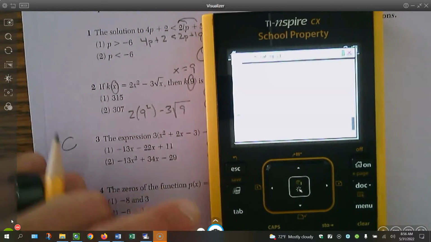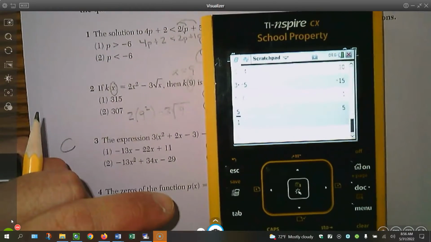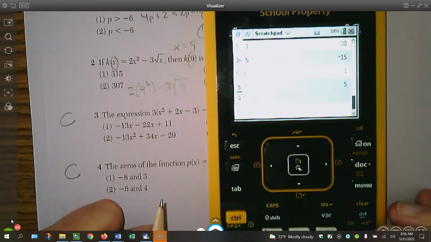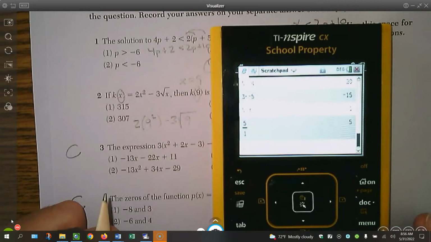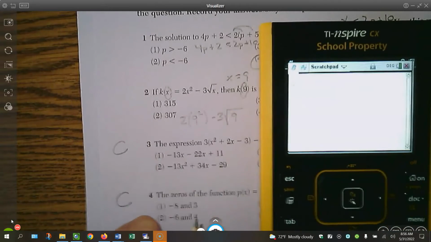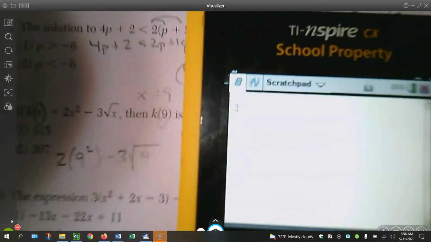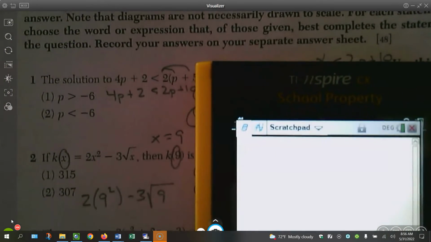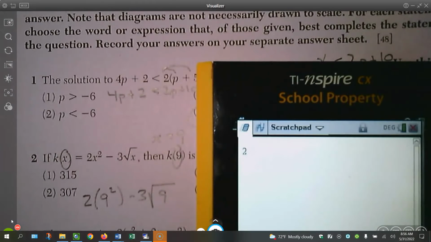You can't see any of that. Let me try turning this light on. There we go. It's a little bit better. Menu, clear. There we go. Let me turn the light off. Not any better. Okay. 2, parentheses, 9 squared, close the parentheses, minus 3.